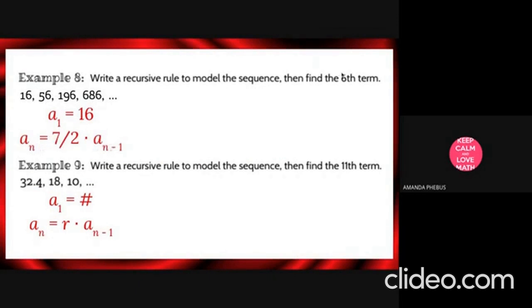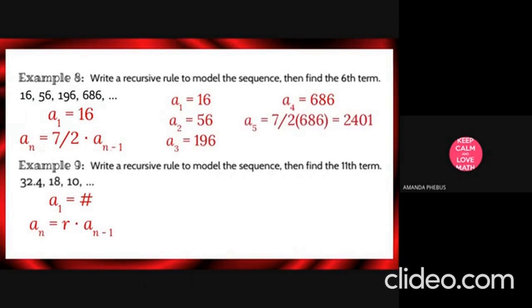All right, and we want to find the 6th term. So I already have the first 4 terms. I've just got to find the 5th term and then find the 6th term, and then I'll be done. So I'm going to figure out the 5th term by taking that 686 and multiplying it by 7 halves, or 3.5. And when I do that, I get 2,401. To get the 6th term, which is the one that I really want, I'm going to take that 2,401 and multiply it times 7 halves, and I'm going to get 8,403.5. And that is my answer there.